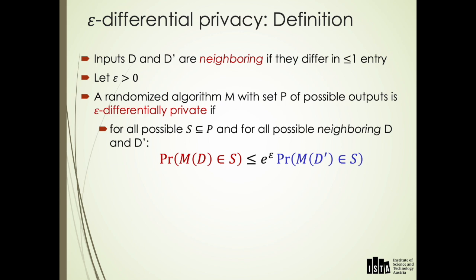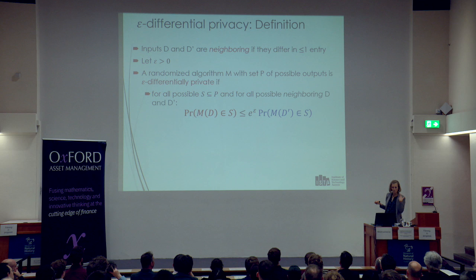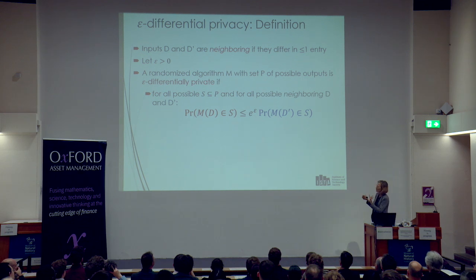It is epsilon differentially private if for all possible subsets S of P and all possible neighboring inputs D and D prime, the probability that the mechanism started on D outputs S is at most e to the epsilon times the probability that the mechanism with input D prime outputs an element of S. That's why I gave you the informal definition beforehand, because this is somewhat of a mess. But let me try to interpret this.